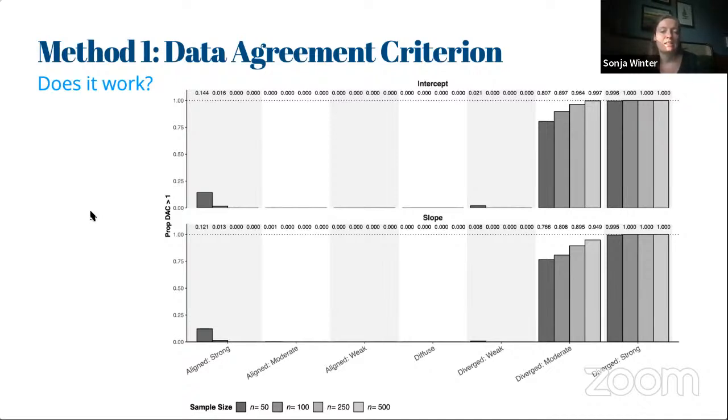On the other hand, for very small sample sizes, as you can see towards the left-hand side of this plot, the DAC sometimes detected disagreement when the prior was aligned and strongly informative. And as you remember, that sort of represents a disagreement in information. And we can now see that the DAC is sensitive to that kind of disagreement as well, at least to some extent.